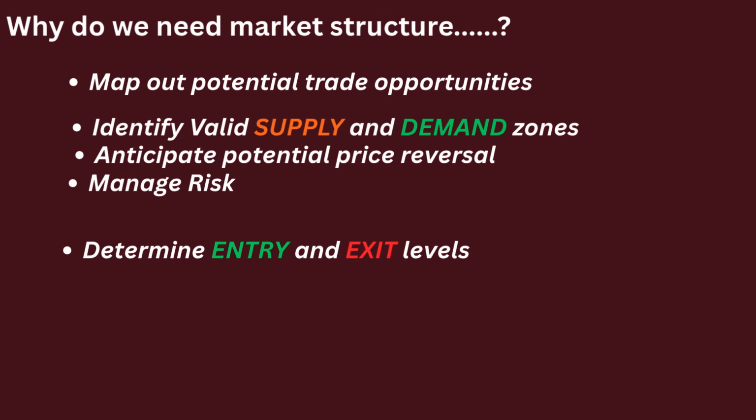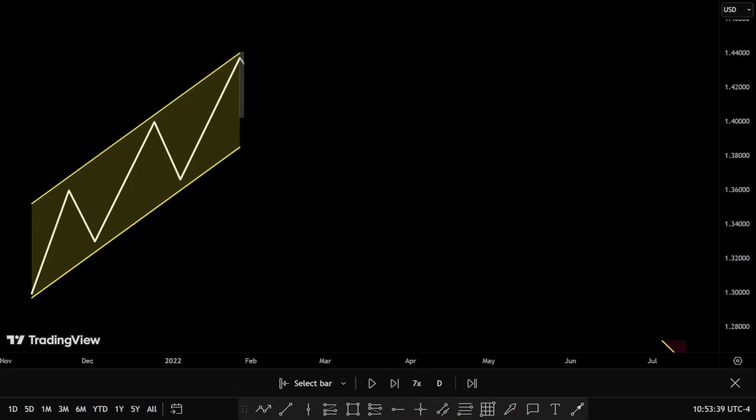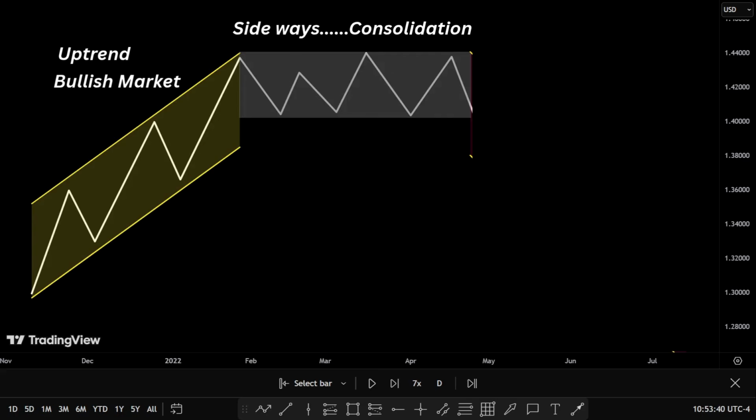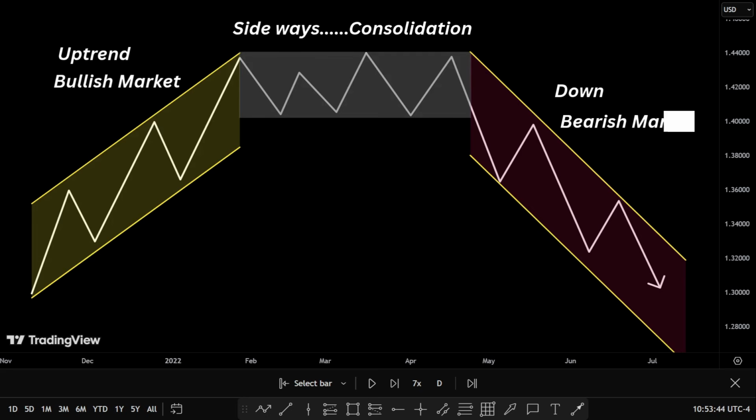The market only does 3 things. It moves up, which is known as a bullish market. It moves sideways, which is called consolidation. It moves down, which is known as a bearish market. That's it. But inside those movements, there's a pattern. In a bullish market, price forms higher highs, higher lows. That's your confirmation that buyers are in control.